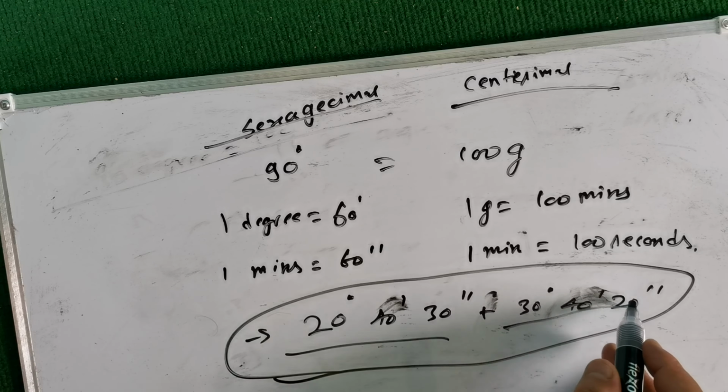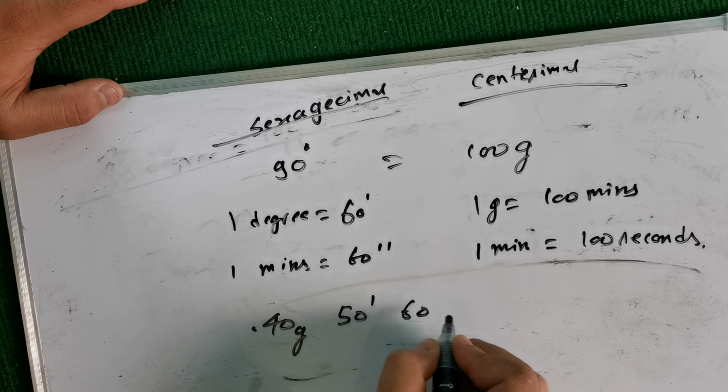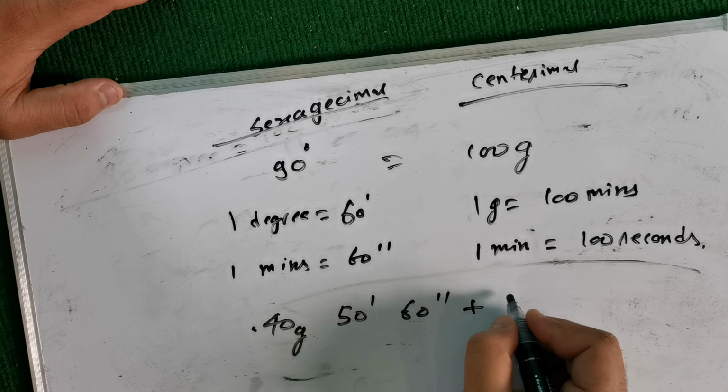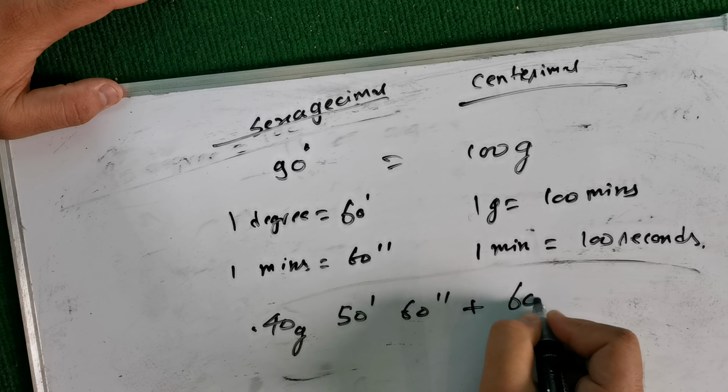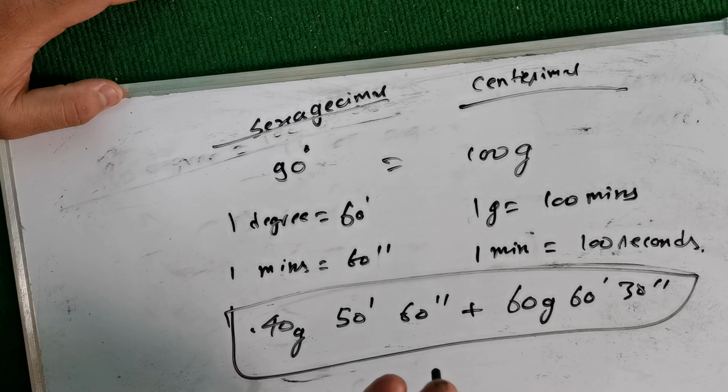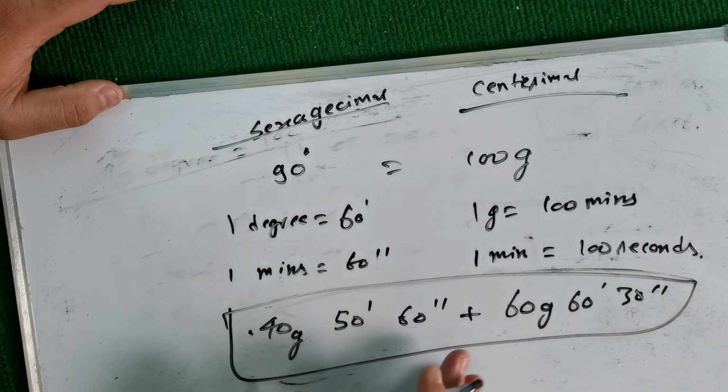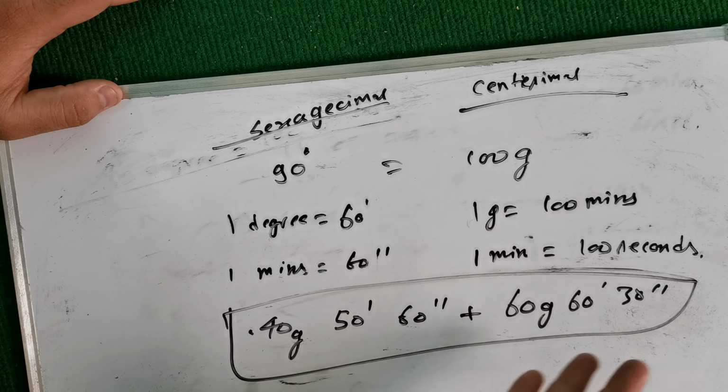And at first, like 40 grades 50 minutes 60 seconds plus 60 grades 60 minutes 30 seconds. You will be asked this type of question. Either you will be asked a degree type question or a grade type question, but you will not be asked to convert degree to grade or grade to degree.